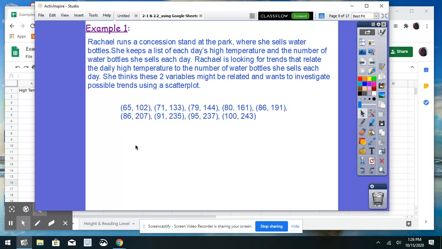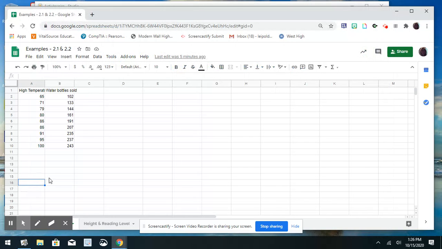So here's the data, and I do have a scatter plot already put together for you. It's in Google Classroom, and you can open it up. It should look like this. When you open it, you won't be able to make any changes to it. You don't have editing rights, so you'll have to make a copy for yourself, and then you can do the things that I'm going to do here.